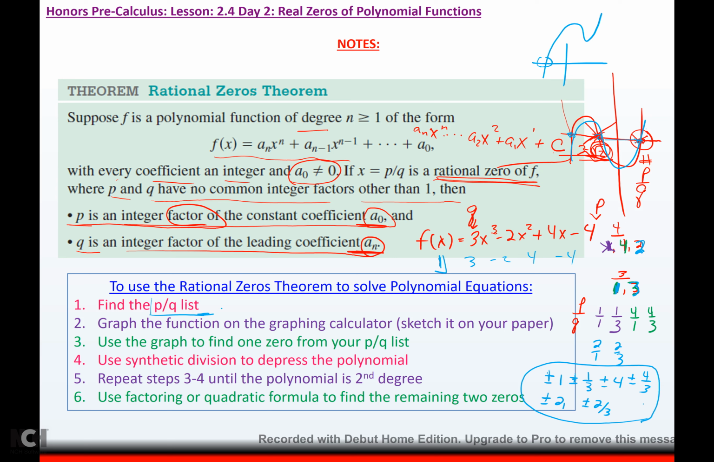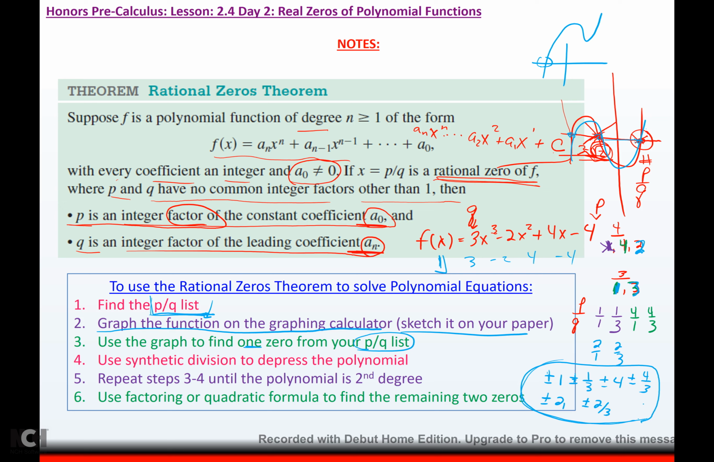We're going to use a combination of the theorem and a little bit of technology, the graphing calculator. So we're going to make the PQ list. Then we're going to graph the function on the graphing calculator. I want you to sketch it on your paper, if you were doing it on paper. Then use your graph to find one or more zeros from your PQ list. Again, it's kind of cheating. First of all, we're going to do it by hand, in the olden days way, and limit the endless possibilities down to our PQ list.